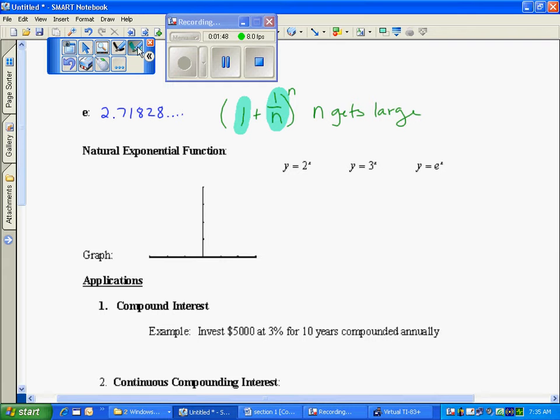And so we call this the natural logarithm. So we're going to call this a natural exponential. So we can have any base on an exponent, but when we use a natural, we're going to use e to the power of x.